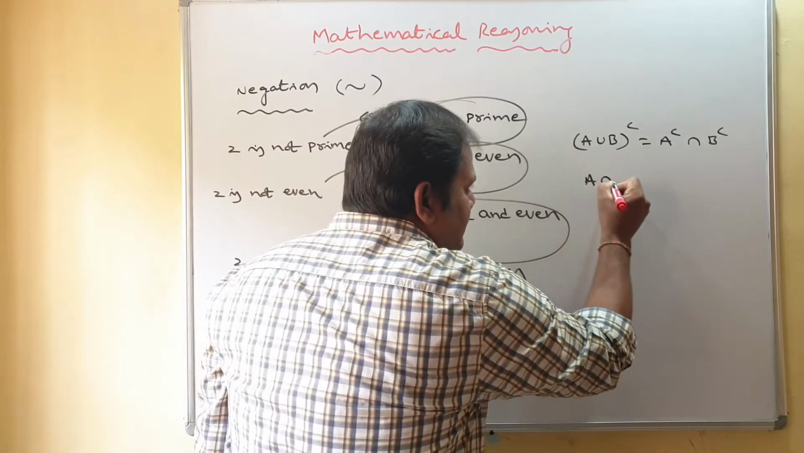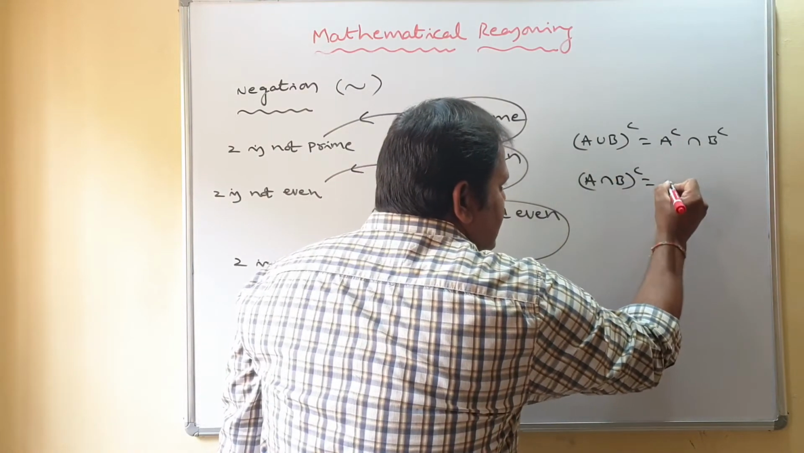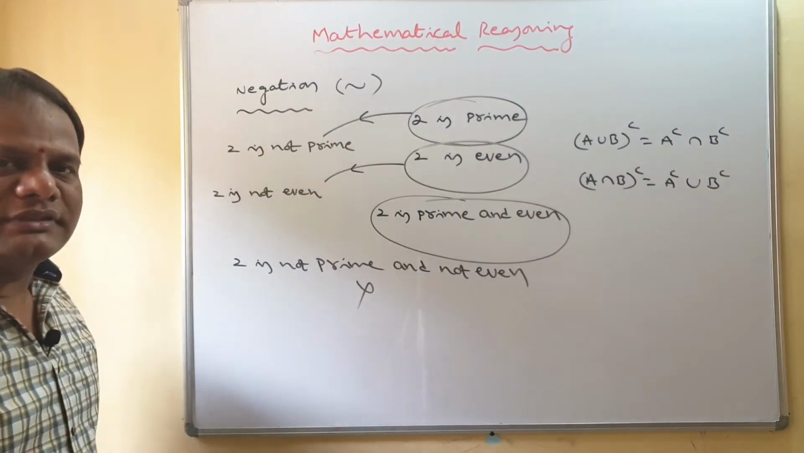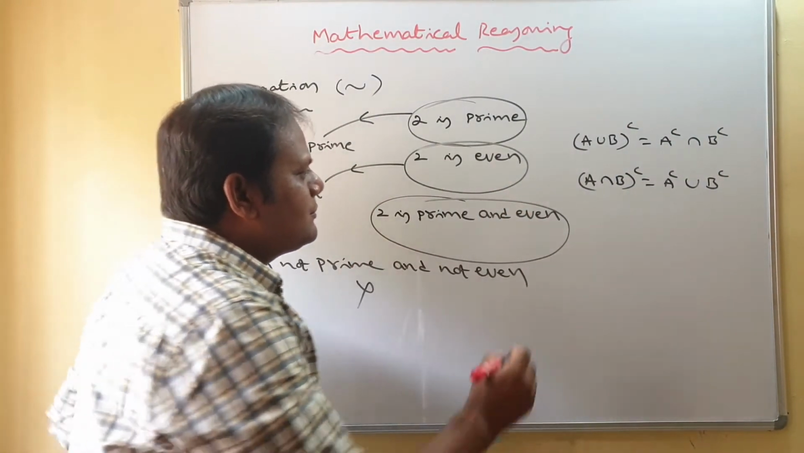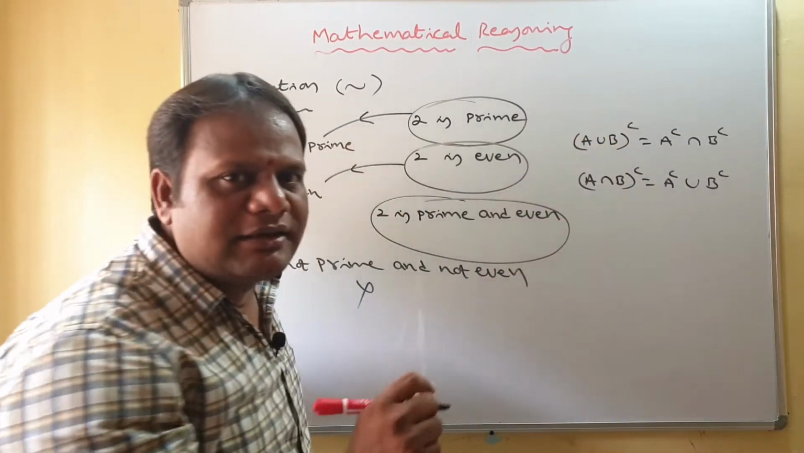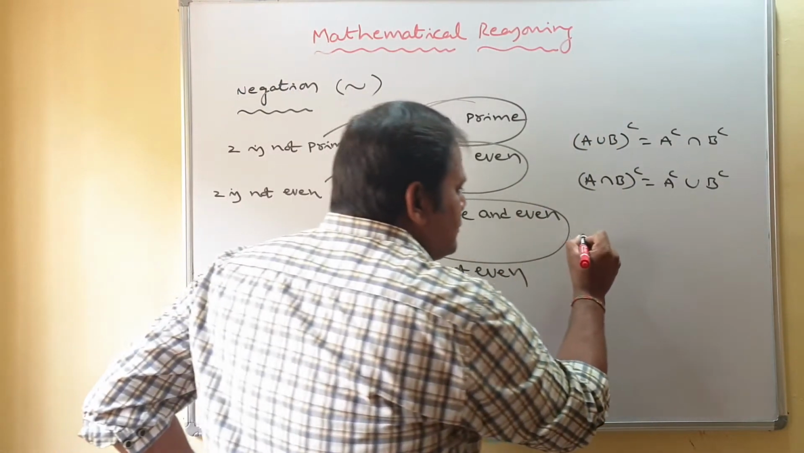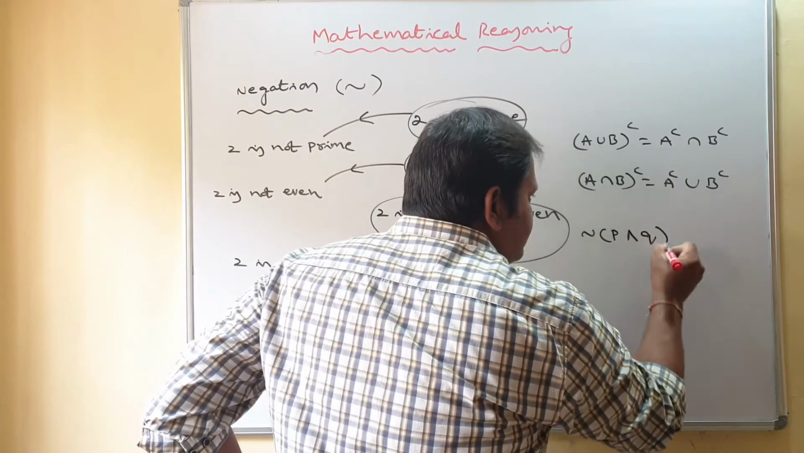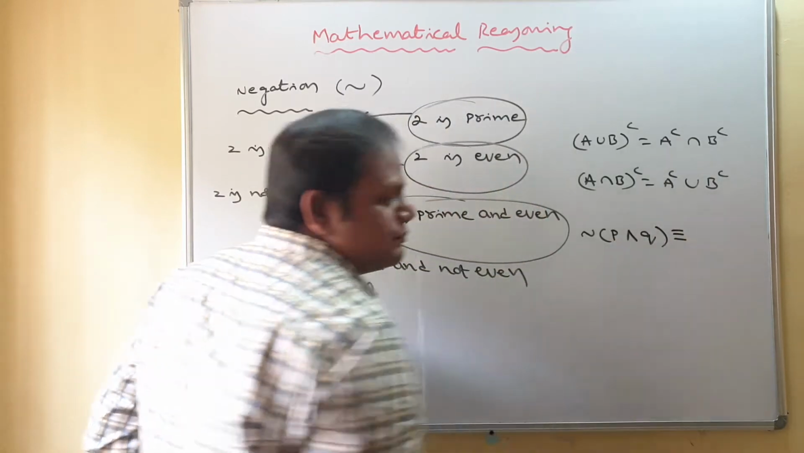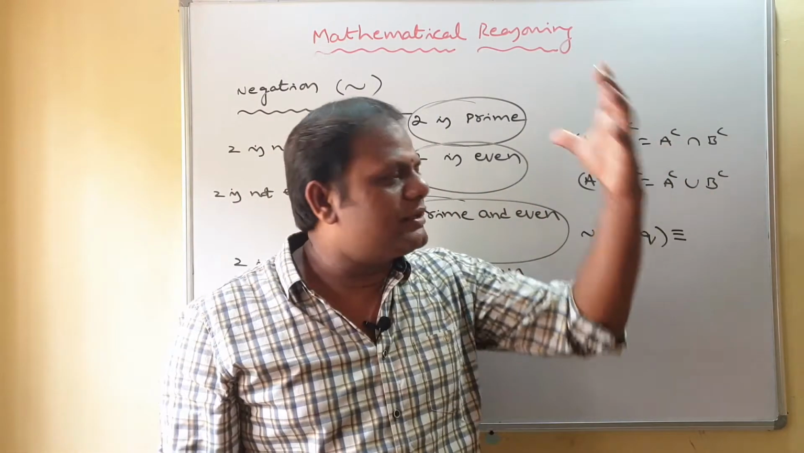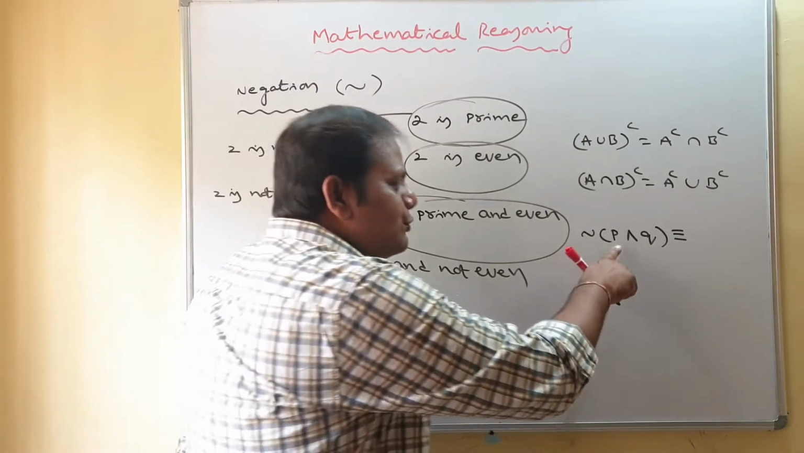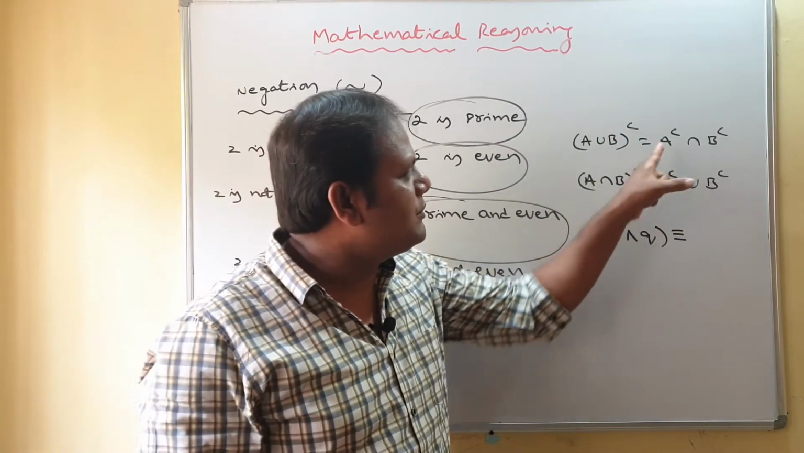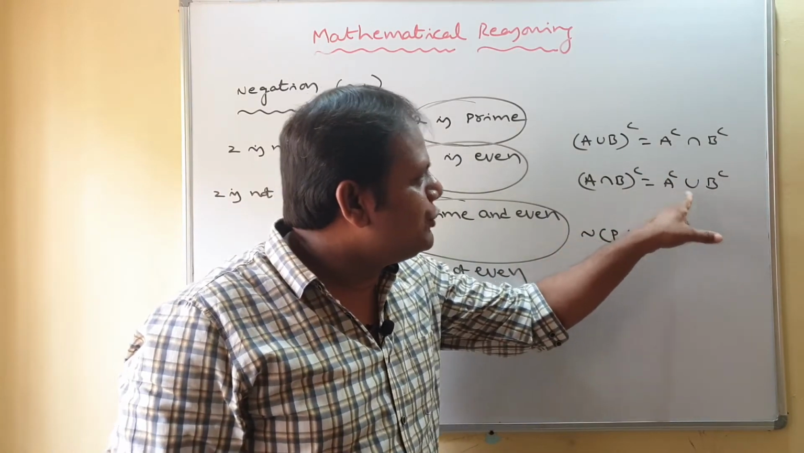A intersection B whole complement is equal to A complement union B complement. Is it? See here, negation is like complement only. So, negation of P and Q is equivalent to, you treat this as A intersection B whole complement. What is A intersection B whole complement? A complement union B complement.